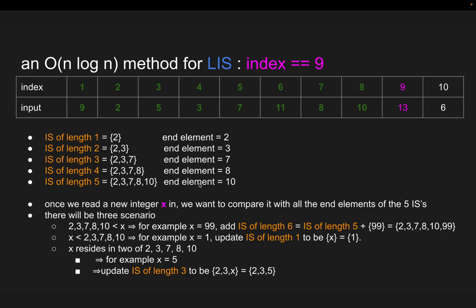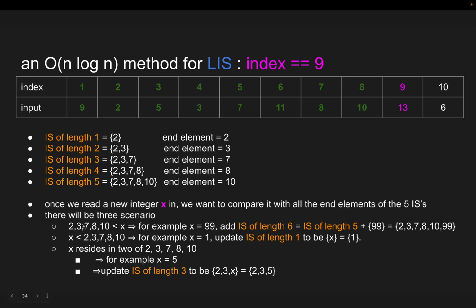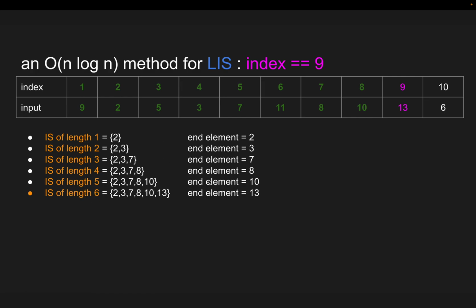Because 2 3 5 is smaller than 2 3 7, we just update the increasing subsequence of length 3 to 2 3 5. Okay. For this case, 13 is the first scenario, which is larger than all these end elements. So just append it to the end to form a longer increasing subsequence.